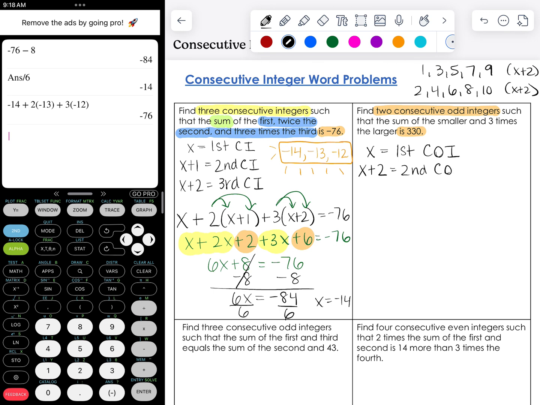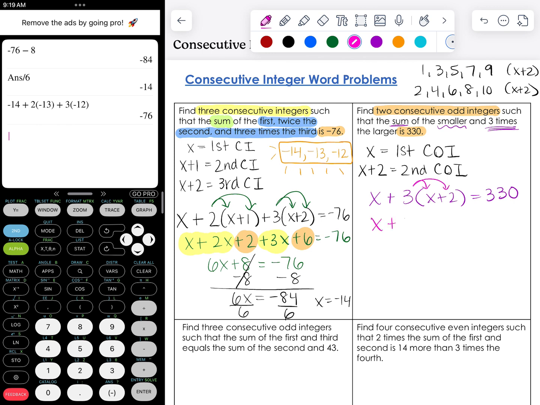Okay, that's equal to my second consecutive odd integer. Such that the sum means I need to add of the smaller, well, x is the smaller, and 3 times the larger is 330. I highly suggest when you do these, you read it through once, you set up your let statements, you read it through again, and as you're reading it, put the pieces together. Okay, so the sum of the smaller, which is x, plus 3 times the larger.